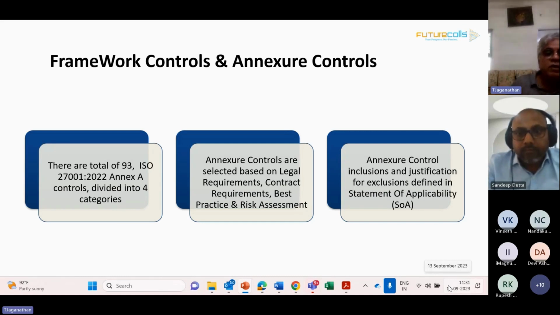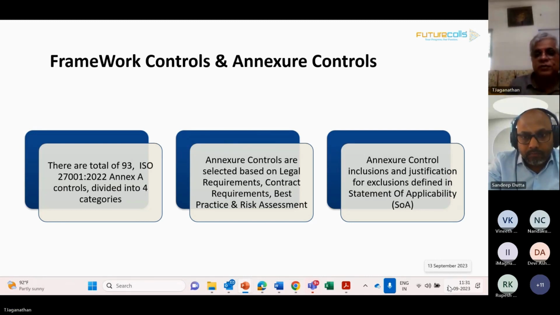It has to be chosen based on the legal requirement for your organization. For example, if the legal requirement states that you have to do data masking because you are handling privacy data, you cannot choose that as not applicable. It has to be mandatorily based on legal requirement, contract requirement, best practice requirement for that particular business, and risk assessment. If a risk is assessed for that control, it cannot be removed. Very nicely linked. I'll explain to you later. We'll see that. Don't worry.